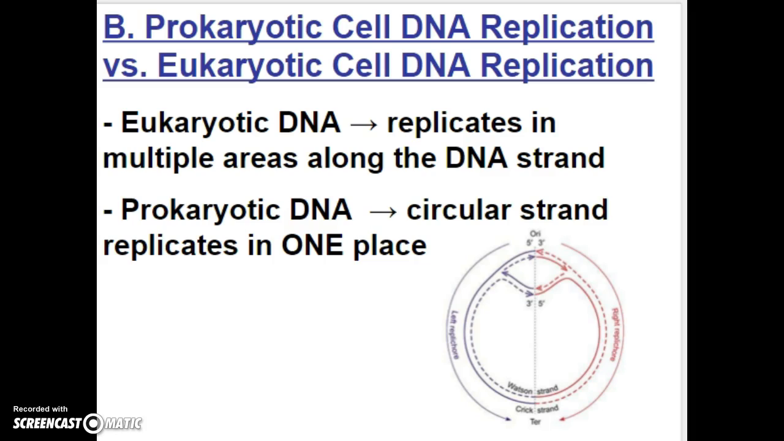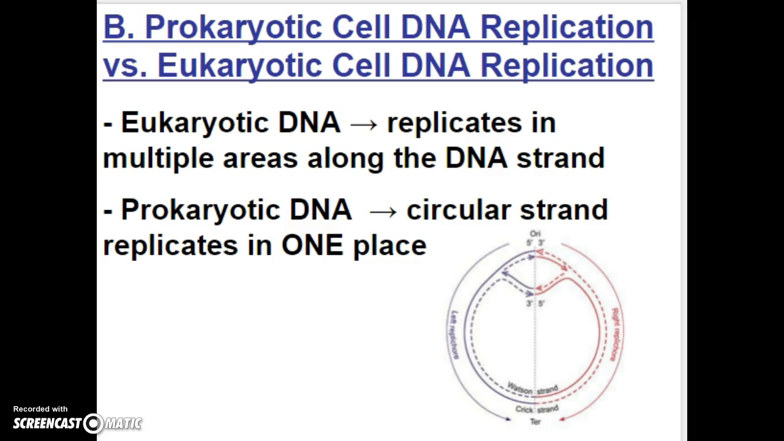Now, there is a difference in how this is attempted in both prokaryotic cells, which are cells without a nucleus, cells such as bacteria, and eukaryotic cells, which are cells that are in animals and plants. Animal and plant cells are eukaryotic. They're more complex. Okay, eukaryotic DNA and prokaryotic DNA.